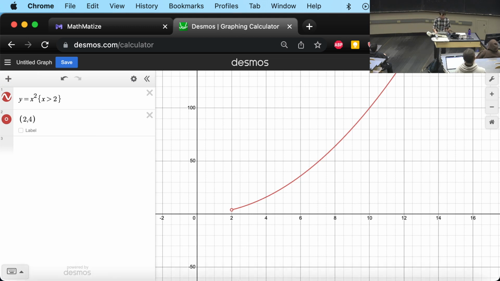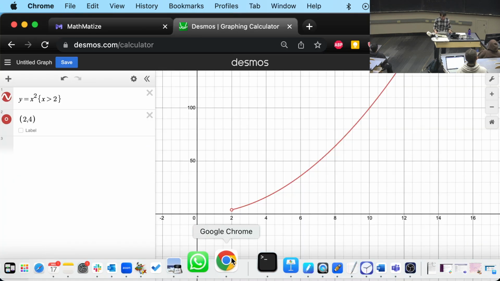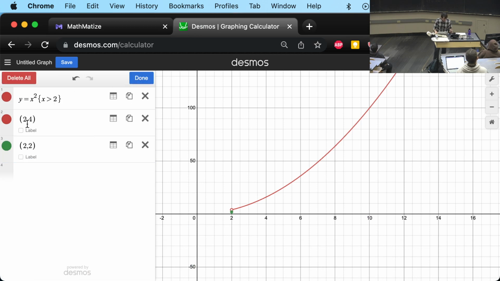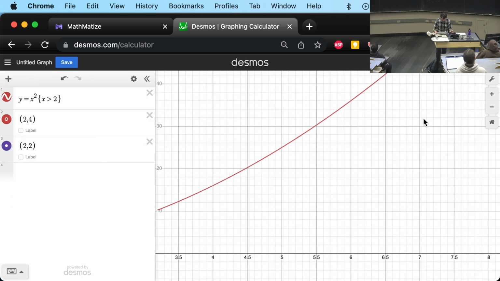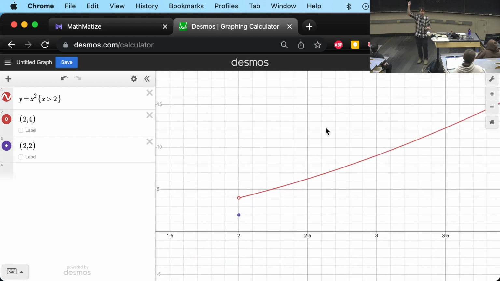Now let me do the pink part of the function, and that is 2, 2. That is this point, 2, 2. We are including that. So I'm going to fill in the dot. It's filled in. And Desmos doesn't have pink. What's close to pink? Purple. Purple is close to pink. So I'm going to do it in purple instead. So this is what the function looks like. It has a red part of the function, that is x squared.